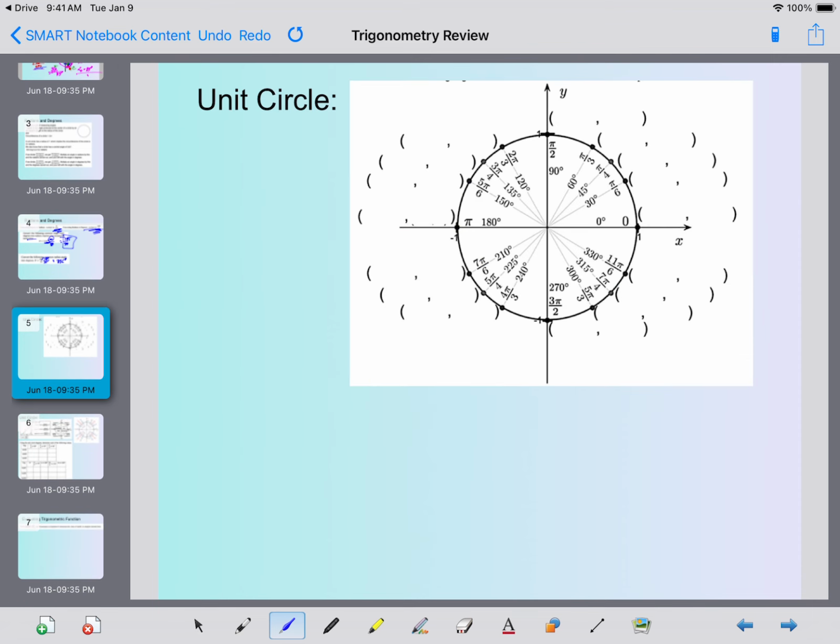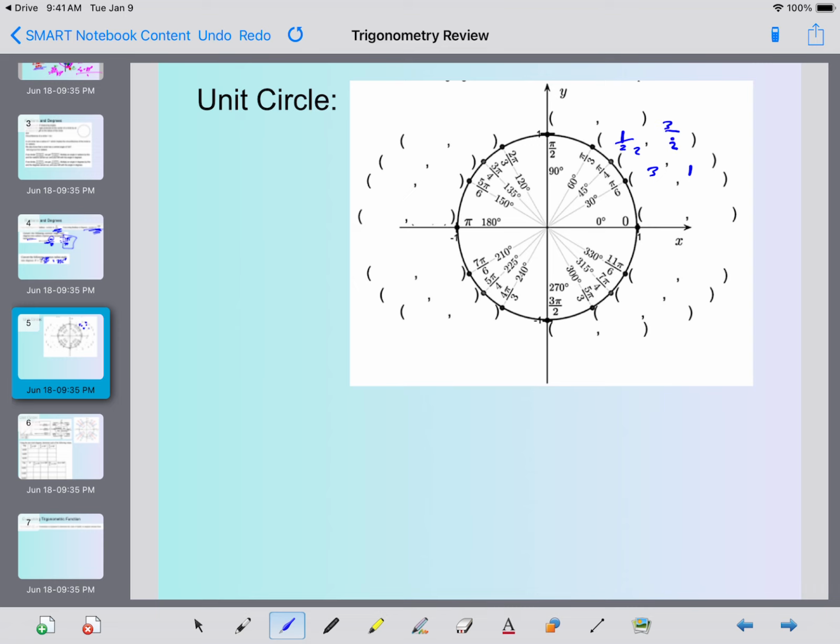Okay, for the unit circle, I could teach you how to memorize this, or I could go into the concept behind it. First, let me teach you how I memorize it. I memorize it as, starting at 30, 3, 2, 1, 1, 2, 3.